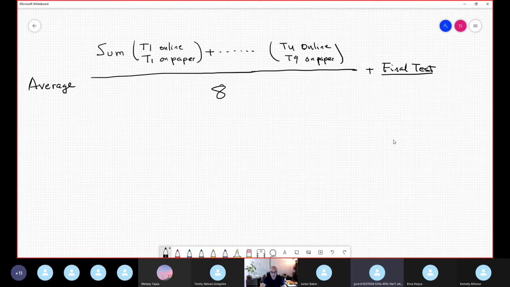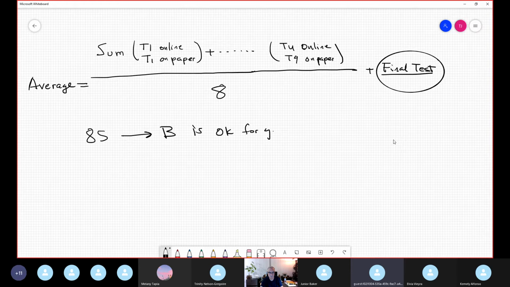Okay. The thing is, do you understand the formula? With this formula, suppose that you don't know anything and you get 0 in the final. You stay the same, it doesn't affect your overall grade. So suppose that you have 85. When you compute the formula here, you have 85. 85 is B. If B is okay for you, don't take the final. If it's not okay, take the final.